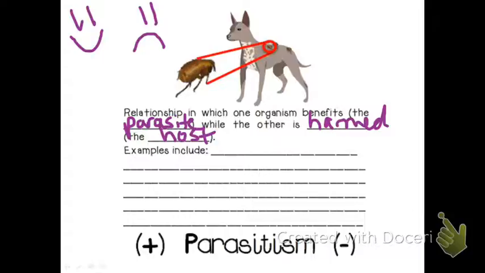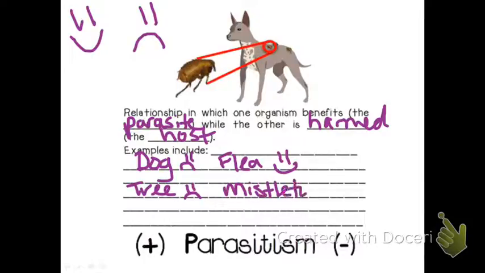So an example would be like a dog, which would be the host, so it's sad, and a flea or a tick, which would be happy because it's getting the blood from the dog. That's one common example. Another example would be like a tree, which would be sad, and mistletoe. So mistletoe is actually a plant parasite that grows on the tree and takes nutrients from the tree. So the mistletoe is happy, but the tree is actually sad because it's being hurt. Other examples might be like tapeworms and things like that. So these examples are pretty easy to identify. Just remember that in parasites, one is happy, one is harmed.